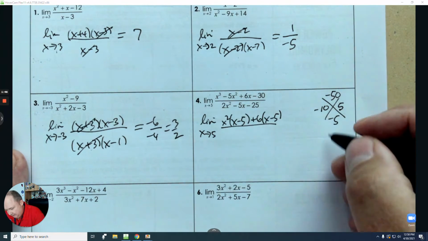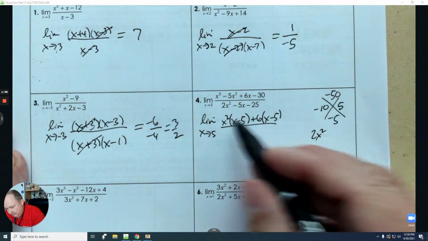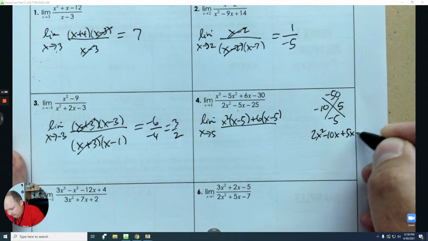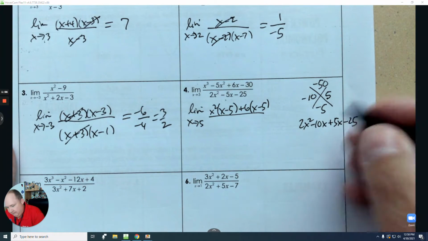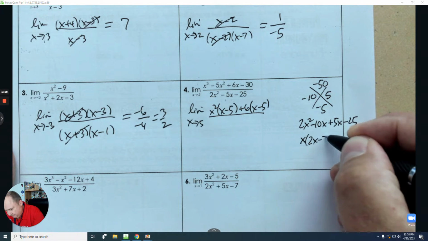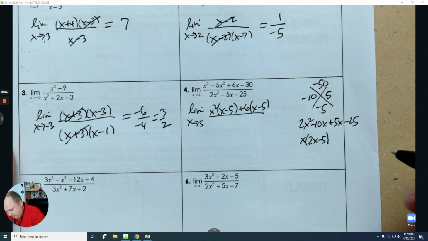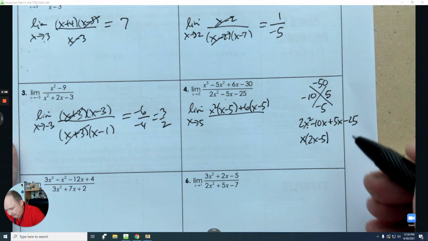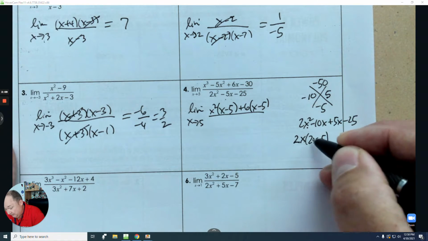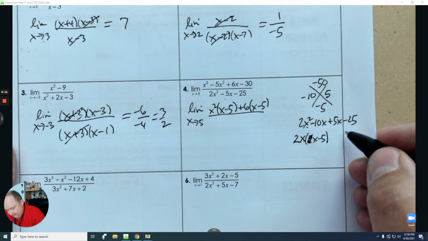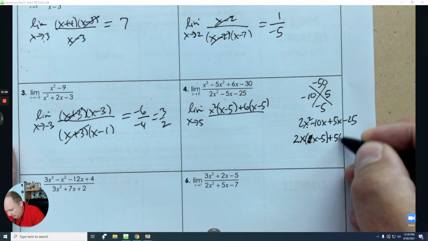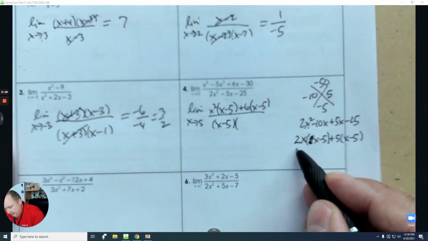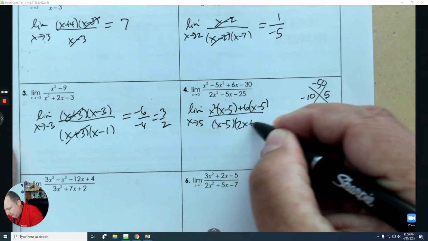So in the denominator, take out the -5x and put in -10 and +5. And then factor by grouping. Oops, let's do it right. So factor out a 2x, and you're left with x minus 5. Factor out a 5, and you're left with x subtract 5. So come back. So we have x subtract 5, and then 2x plus 5 left over.